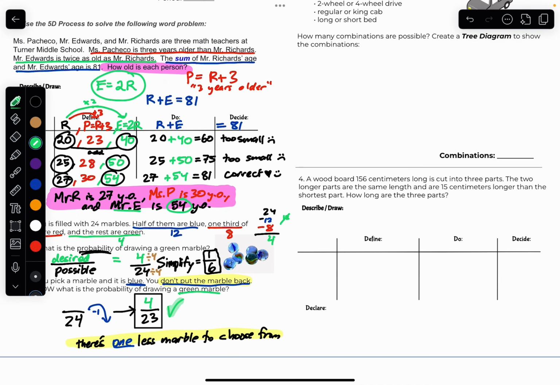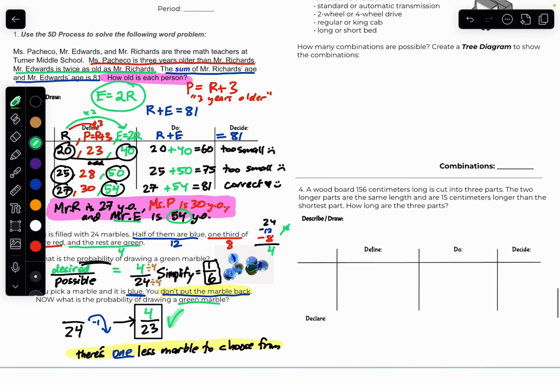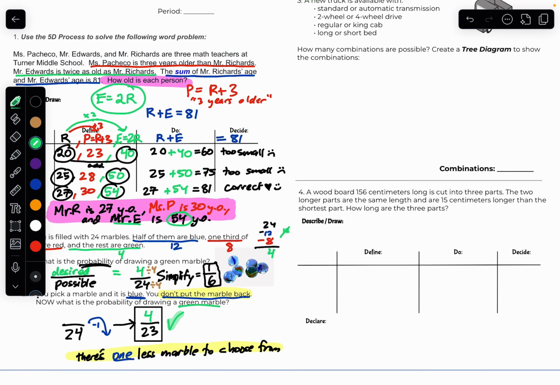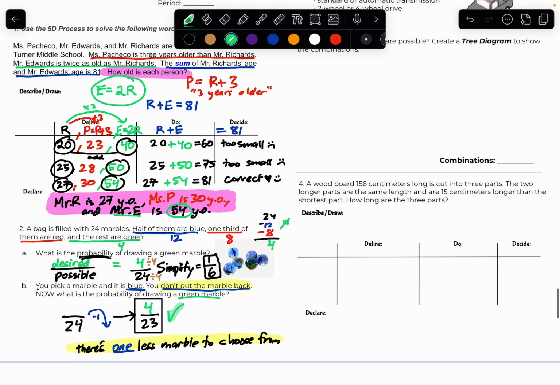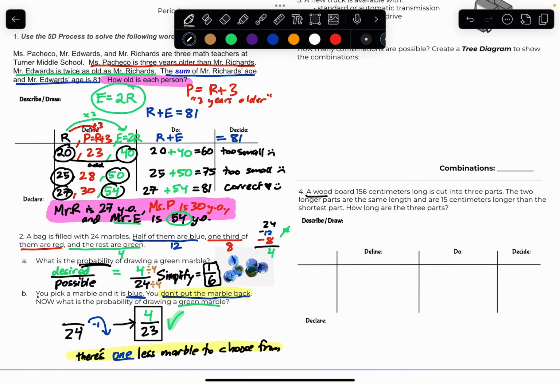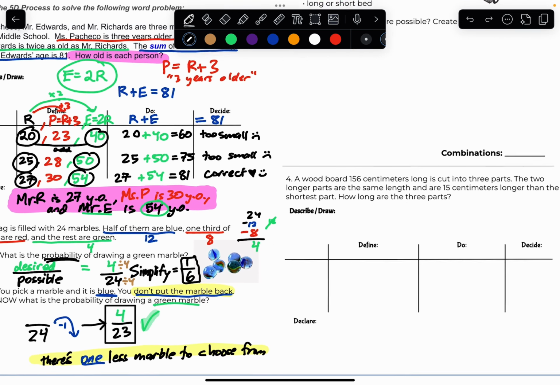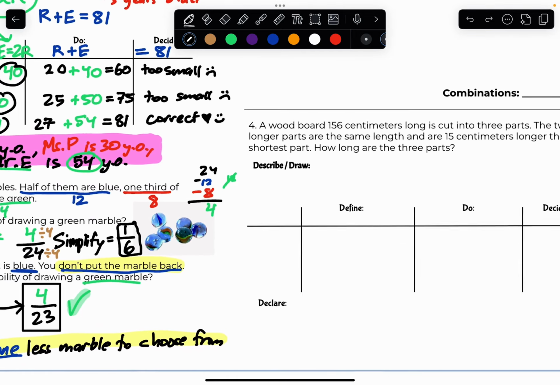All right, we're going to move on to number 4. You can go ahead and flip your paper once you're ready. I hope that you're ready. We're going to do number 4, and then I'll go back to number 3 to finish, okay? So number 4 says this. A wood board, I'm going to zoom in. I'm going to zoom in 3, 2, 1. I'll zoom in right there.